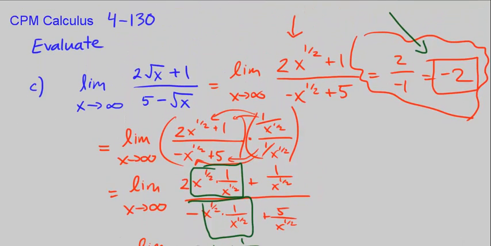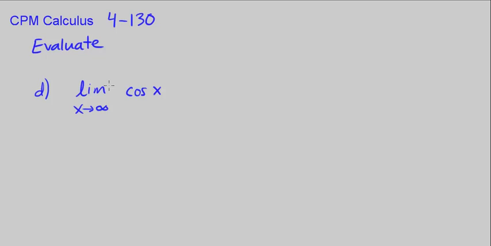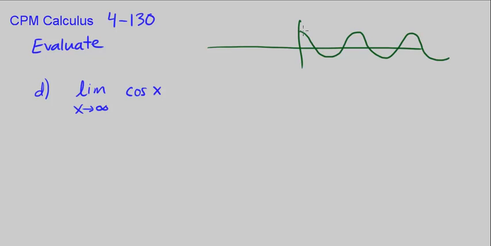Finally, let's go on to part D. Part D says the limit as x approaches infinity of cosine x. All right, this is a great problem because basically, if we look at cosine of x, what's happening is it's going up and down, up and down, between 1 and negative 1, right, forever and ever. So as x approaches infinity, if we're looking all the way to the right, it's still going up and down, up and down.